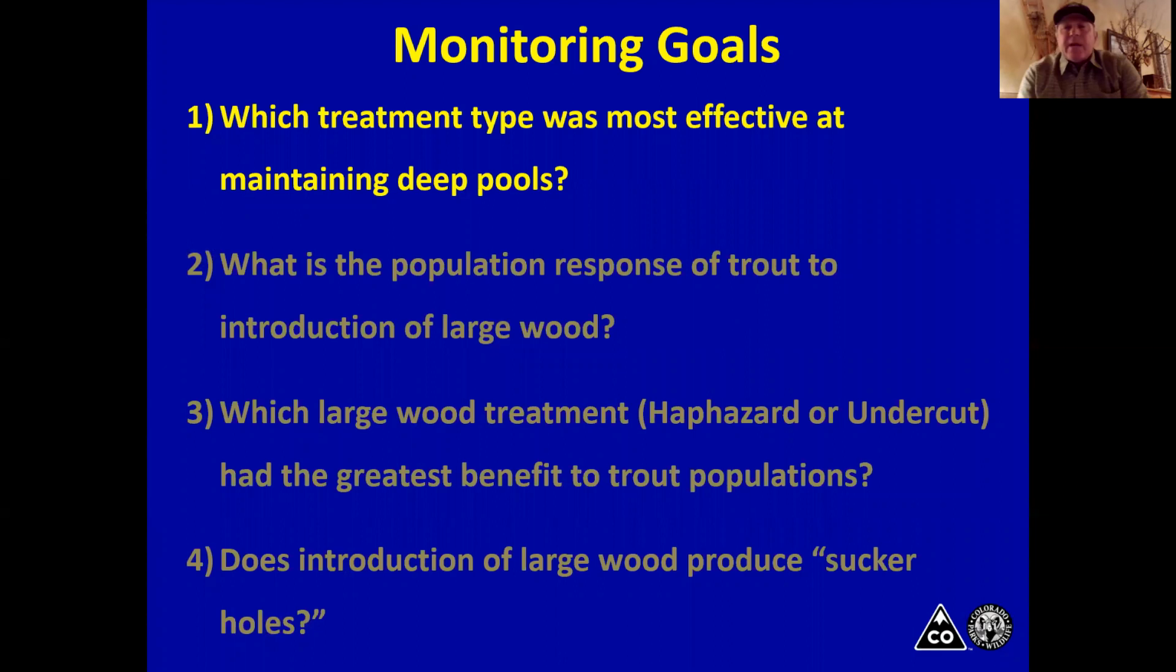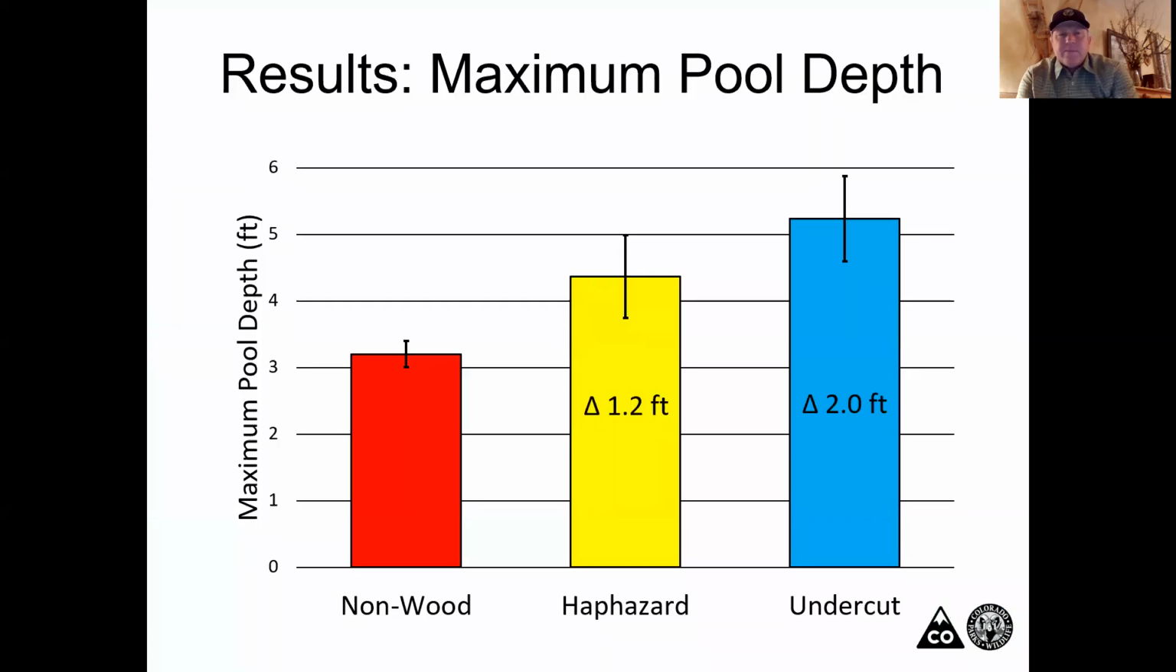First of all, which treatment type was most effective at maintaining the deepest pools? Remember, I said the limiting factor we identified was deep pools in this particular environment, because of the fact that the stream was so over wide. So we figured that one of the most important things was how do we get overwinter habitat for these fish by maintaining deep pools.